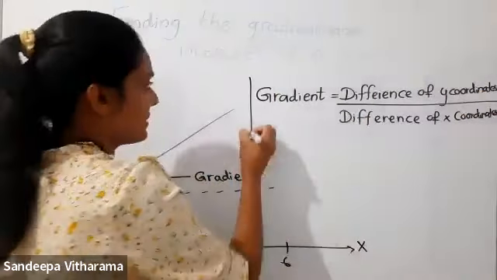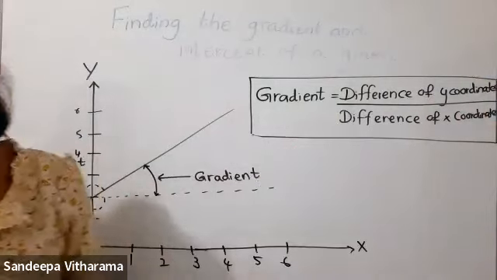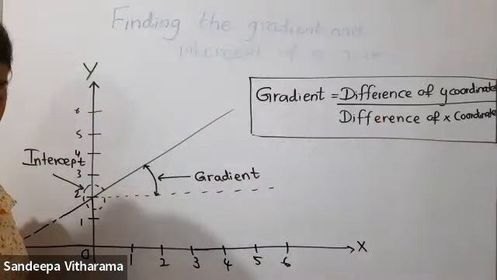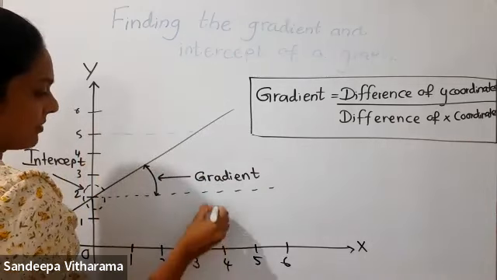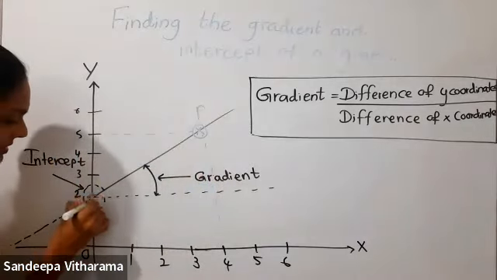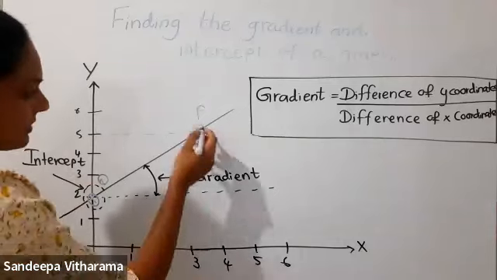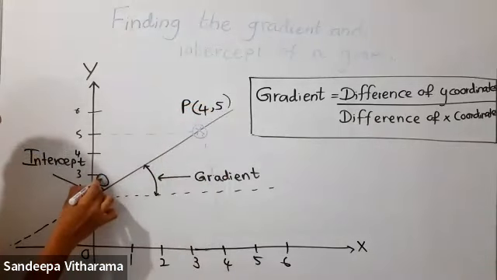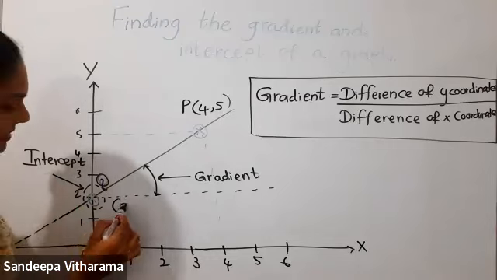This is very important. Actually, no need to write this or remember this. You may think that you have been given the coordinates of two points. Okay, here I take this as Q. What is the coordinate of P? It is 4, 5. We know how to write the coordinate of Q. Q lies on the y axis, so its coordinates are written as 0, 2.